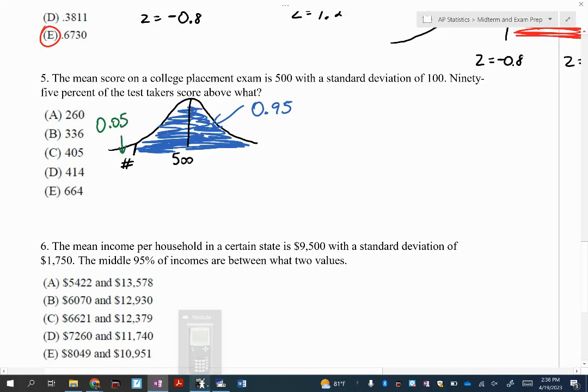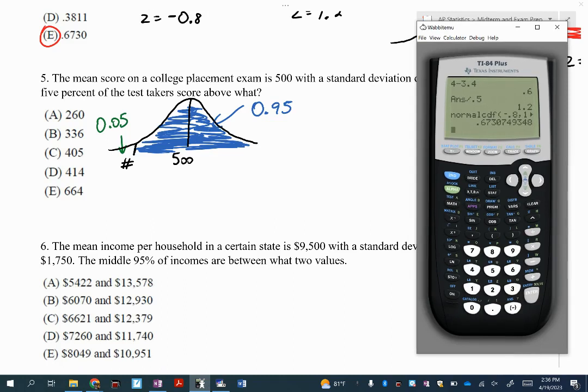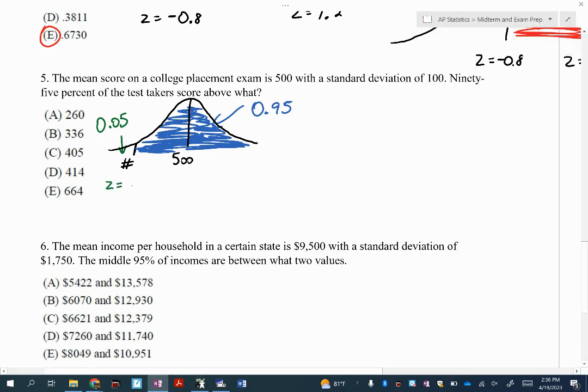So I'm going to be typing in 0.05. And where you go to type that in is inverse norm. So second vars, number 3 for inverse norm. Type in 0.05. This is the area to the left of that number. Go ahead. Second vars, and then inverse norm, I think it's number 3. And type in 0.05. If you type in 0.95, that's okay, Carolina. Just make sure that it's going to give you a positive 1.645, and we actually want it to be negative.